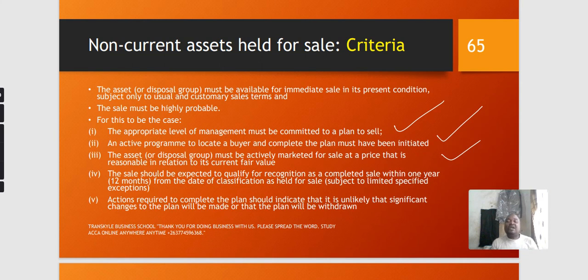So if we are being told that for us to actually sell this particular asset, we need a certain engineer from Germany to come and fix one or two things about this, then we can actually say no, the machinery should not be held for sale. Why? Because it's highly probable that the engineer might not come, and therefore the asset cannot be sold within the stipulated time period of 12 months.